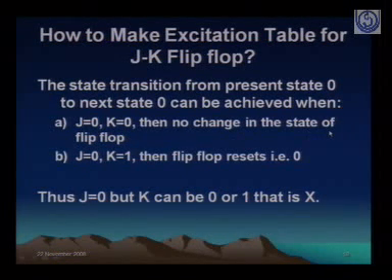So no change of state. That was the characteristic table. When j equals 0, k equals 0, no change of state. You don't have to do anything. Or the second way, that the reset input is applied as 1.